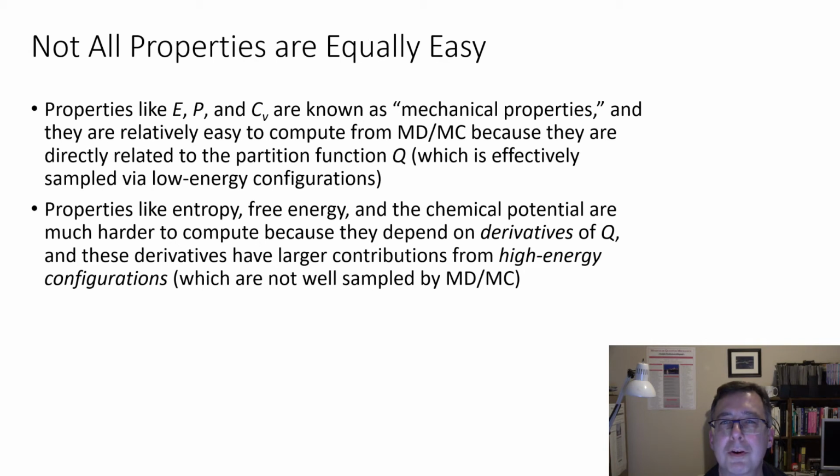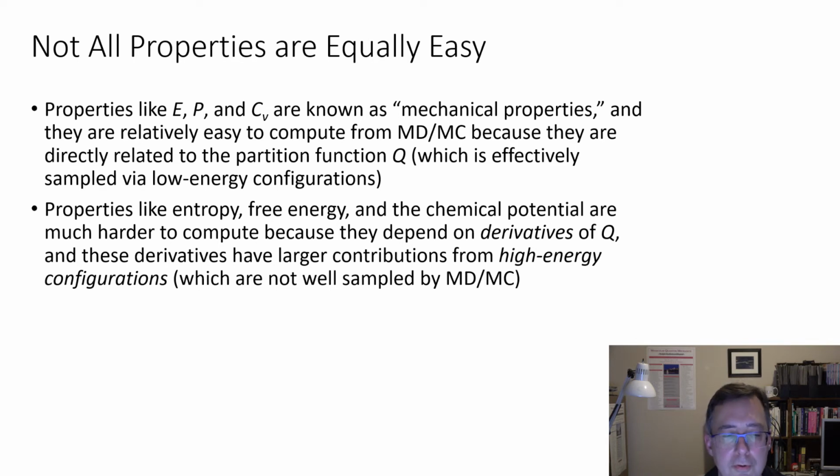Not all properties are as easy to compute as others, okay? So things like E and P and C sub V are sometimes called mechanical properties because they're relatively easy to compute from MD or MC, because they're directly related to the partition function Q. And the partition function reigns supreme. If you have that, you have a lot of things. But there are other properties like entropy or free energy or chemical potential that don't depend directly on Q, but rather on derivatives of Q.